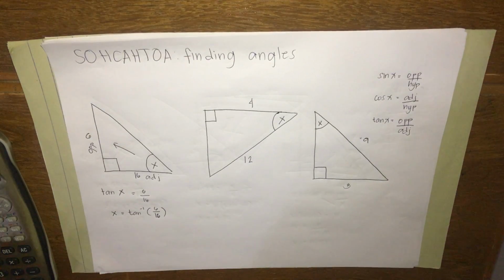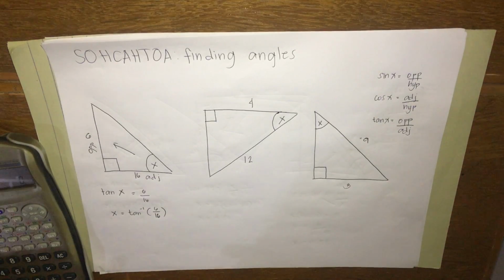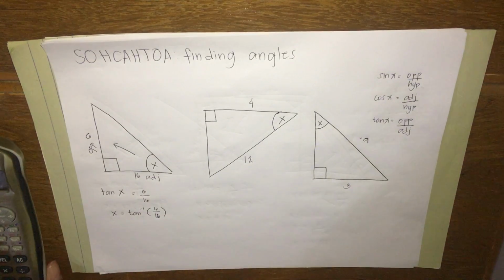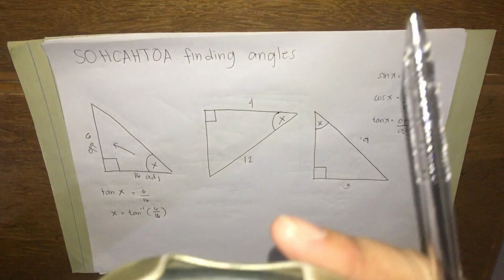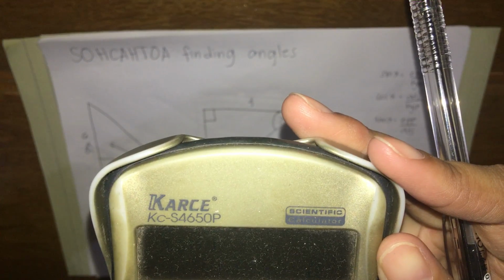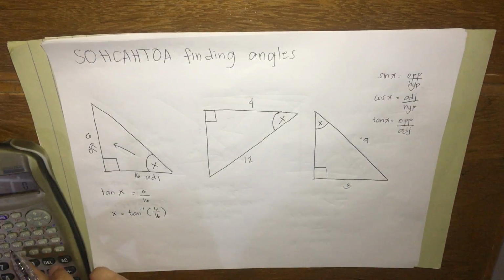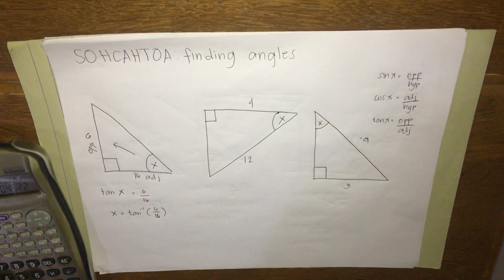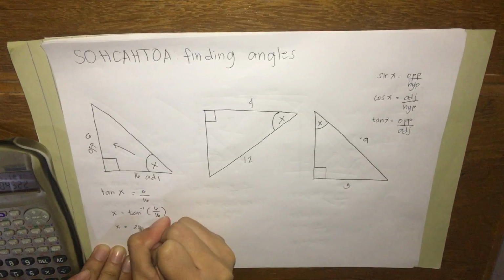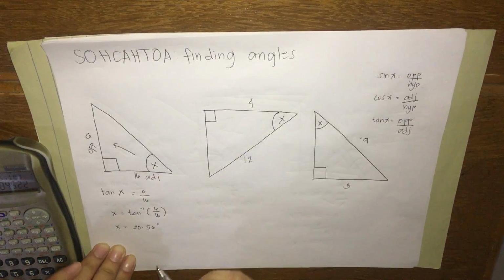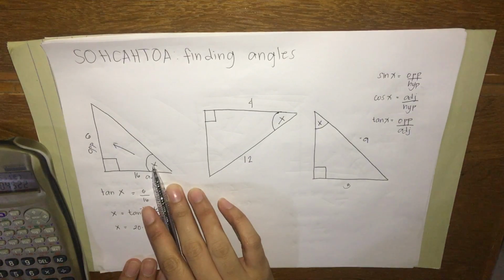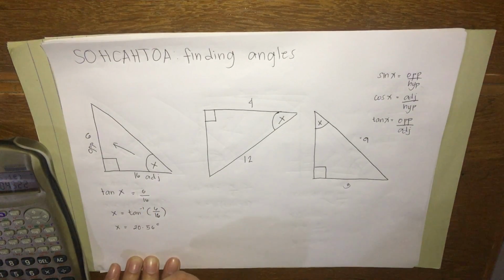So now we're going to input it. We're going to press shift first, then tangent. So now we will be having that tangent inverse. If you see this, let's look at this. We have the tangent inverse multiplied by 6 over 16. So we have 20.56 degrees. So the measure of the angle here in our first example is 20.56 degrees.